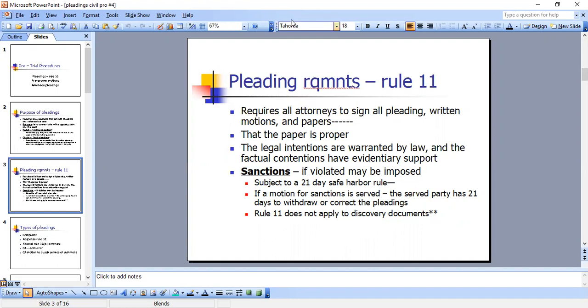21 days. You've got to love all of these. I'll be honest with you, all of these numbers in civil procedure are just awesome, right? Rule 11 does not apply to discovery documents. Now, discovery is a whole different section in civil pro. I'll do a video on that. So it does not apply to discovery documents. So attorneys don't have to sign them, and all this does not apply. They won't be sanctioned for that. It's a little bit different. Okay, so it has 21 days to withdraw or correct the pleading. That's important to remember. That's Rule 11.